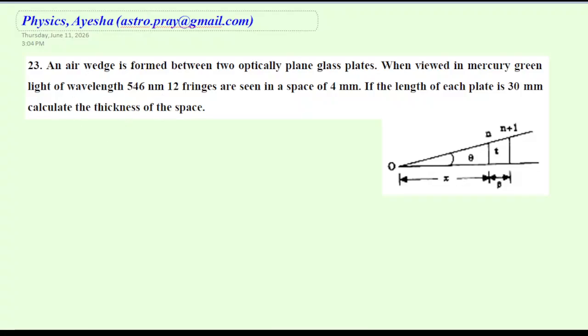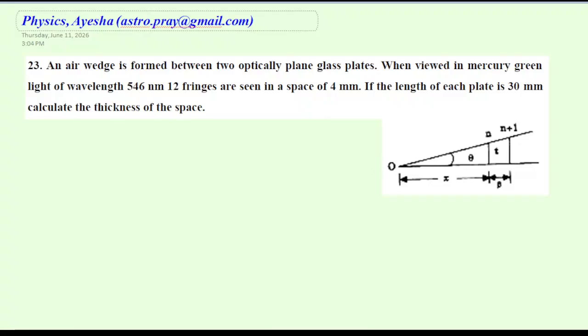The question reads, an air wedge is formed between two optically plane glass plates. When viewed in mercury green light of wavelength 546 nanometer, 12 fringes are seen in a space of 4 millimeters. If the length of each plate is 30 millimeters, calculate the thickness of the space. Now let's solve this. To understand the complete derivation of the formulas, you can go into the link given below.